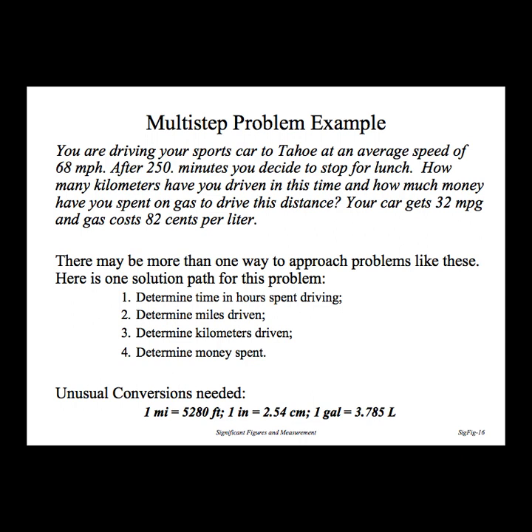Determine the money spent. 284 miles times 1 gallon for every 32 miles times 3.785 liters for every 1 gallon times $0.82 for 1 liter is equal to $27.62, which in 2 significant figure land is $28. So you can see that a multi-step problem can be done very easily if you simply keep track of your units.